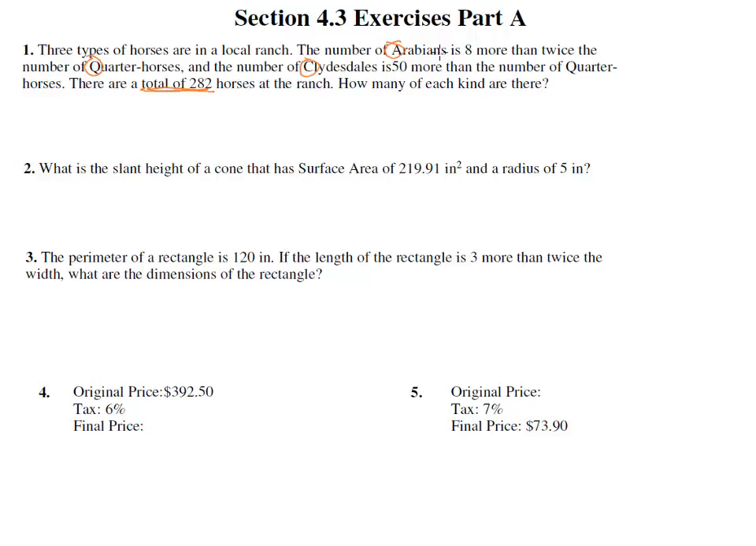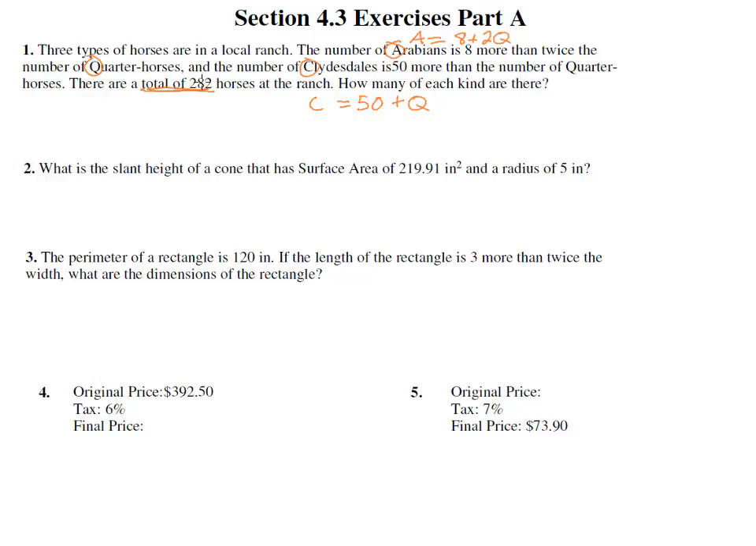The number of Arabians, so let's write this out. A equals 8 more than twice the number of quarter horses. Okay, so that's one equation. It has two variables in it, which might make it difficult to solve for numbers. Here we have Clydesdales is 50 more than the number of quarter horses. There we go. That's good.